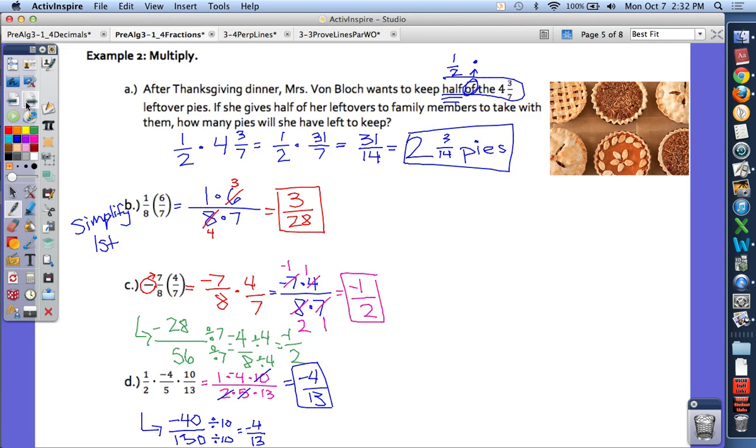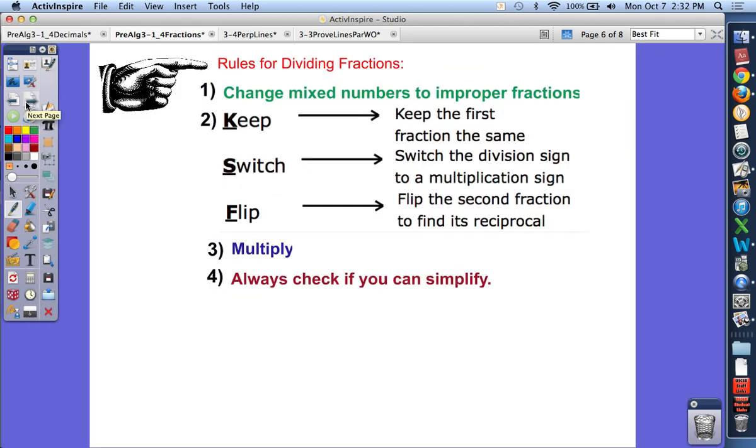And the last operation we have to talk about is division. So when you're dividing fractions, this is probably the trickiest one of them all. When you're dividing fractions, we're still going to keep that same first step. So you're still going to change mixed numbers to improper fractions. But look how many steps you have in part 2. You're going to keep, switch, flip when you're dividing fractions. What that means is you keep the first fraction the same. You switch the division to multiplication.